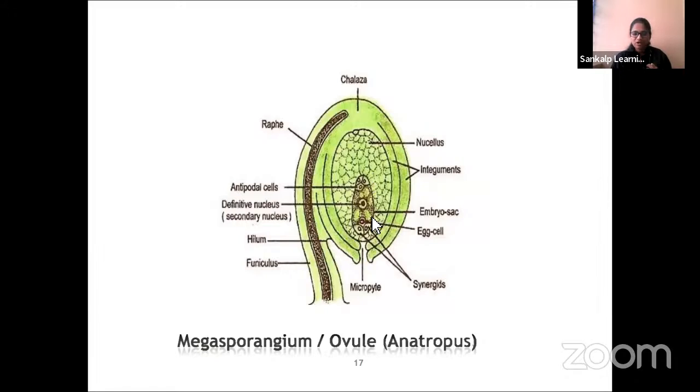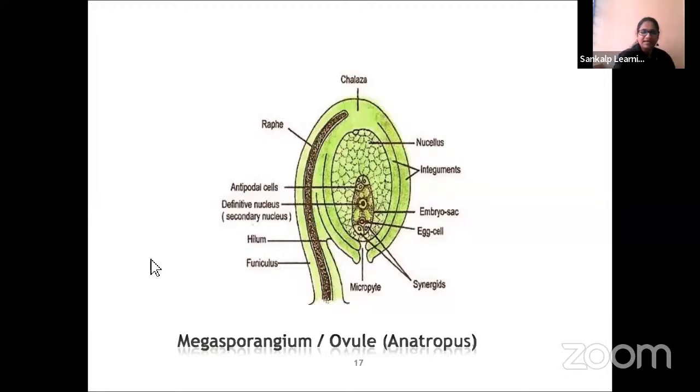Whatever you are seeing here at the center is the embryo sac, or female gametophyte. In the female gametophyte or embryo sac, at one end near the chalazal end, you can see 3 antipodal cells. At the center, you can see the central cell, or secondary nucleus. At the other end, the micropylar end, you can see one egg cell and two synergids.